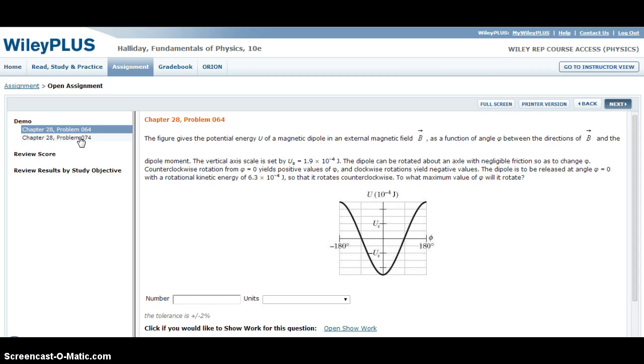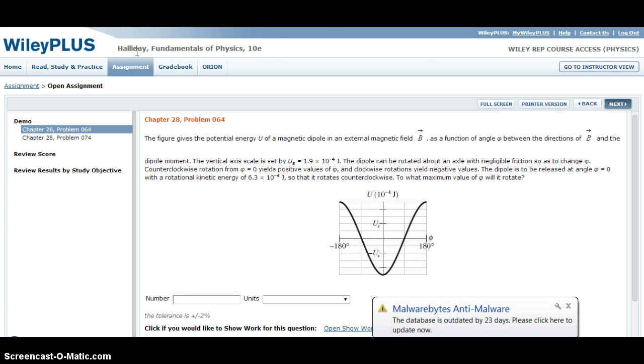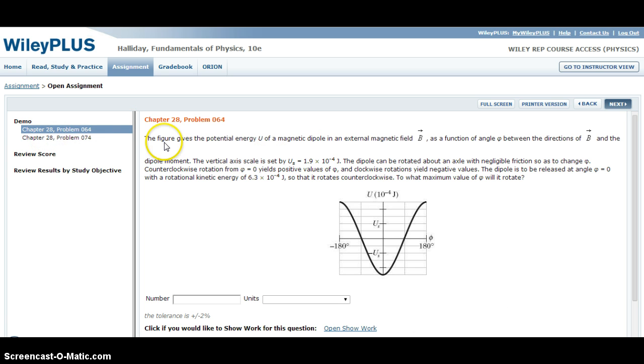Joe was telling me that one of the biggest challenges in his class is helping students understand how to properly go through the process of solving a problem. And these Go tutorials in the Halliday WileyPlus Orion course are designed specifically to help students with that. So this is a problem from the magnetism chapter 28 in the book.